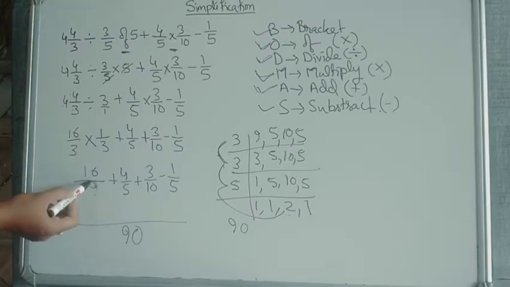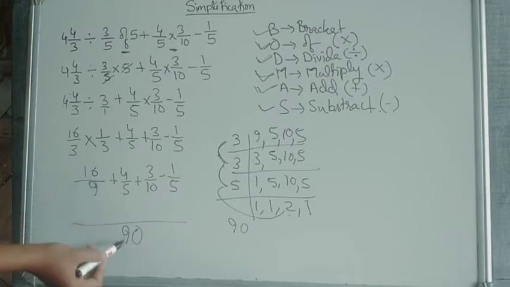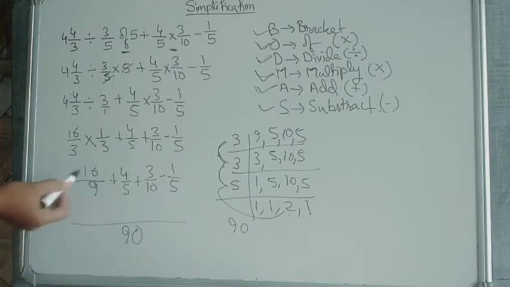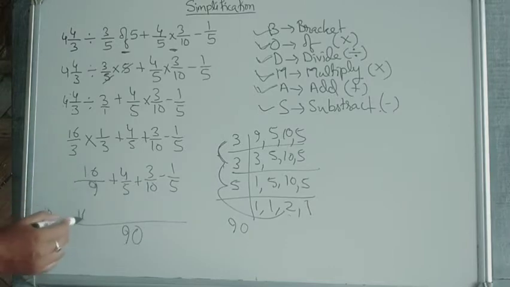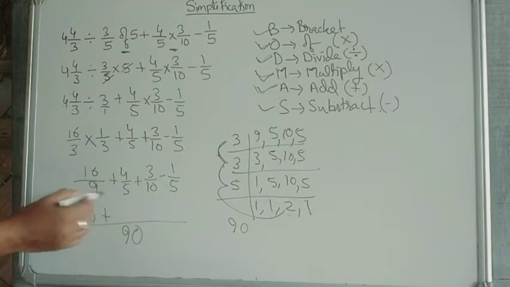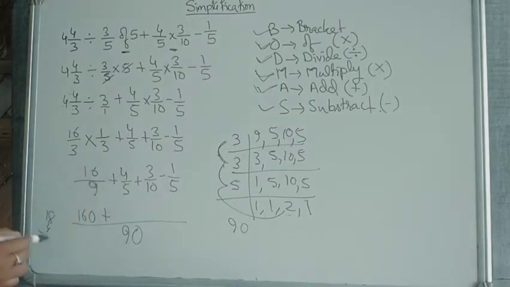What you have to do, as I have told you, is first check the number below, and the number which comes will be multiplied with the upper one. So 9 tens are 90. So this 10 into 16 gives me 160. Then next, 5 how much will become 90? If you don't know, 5 eighteens become 90. So 18 into 4 gives me 72.